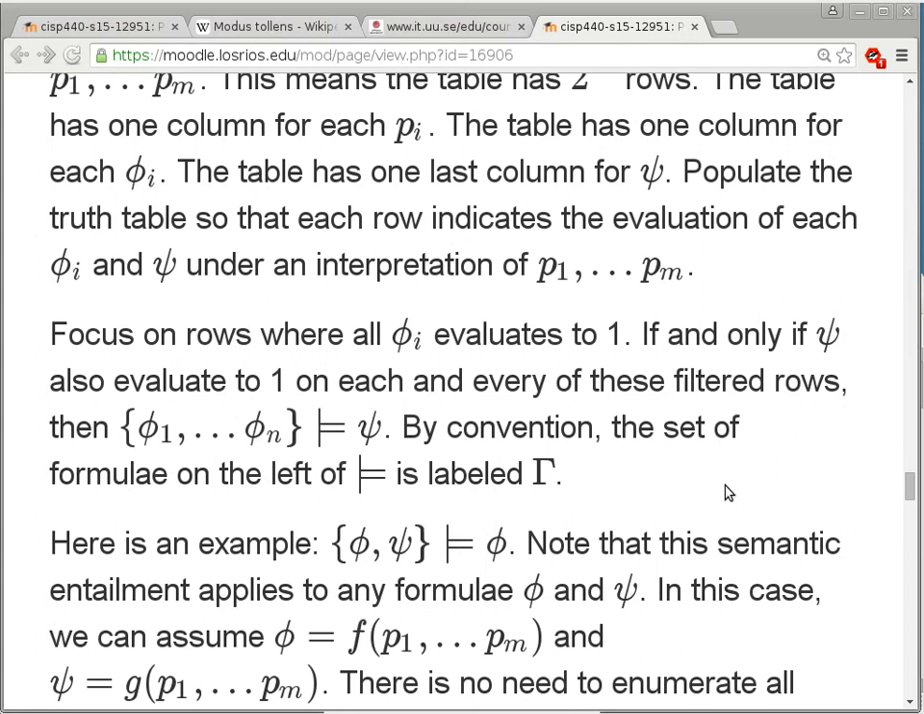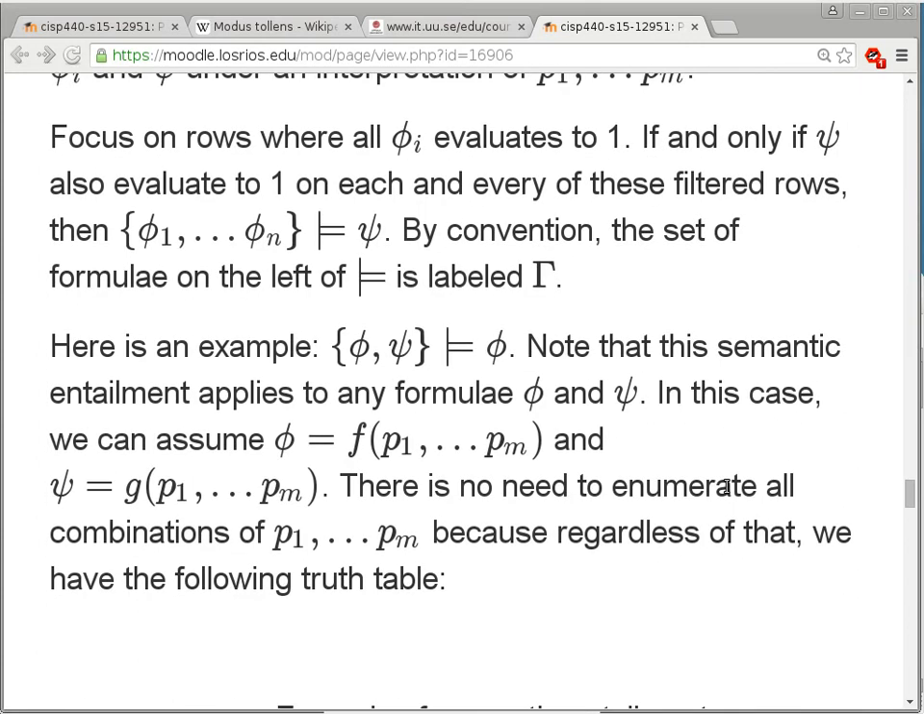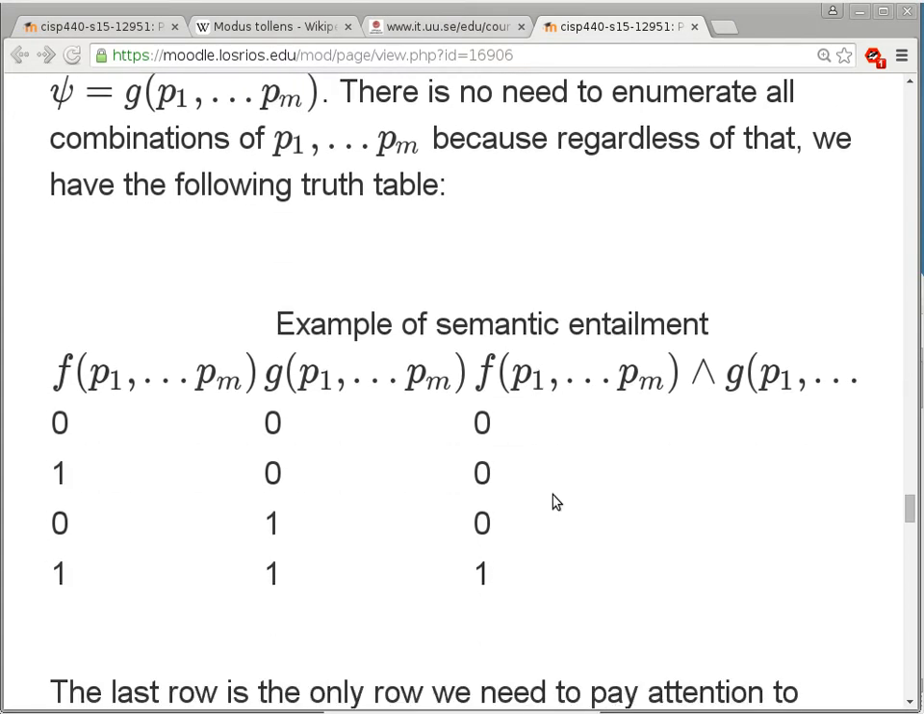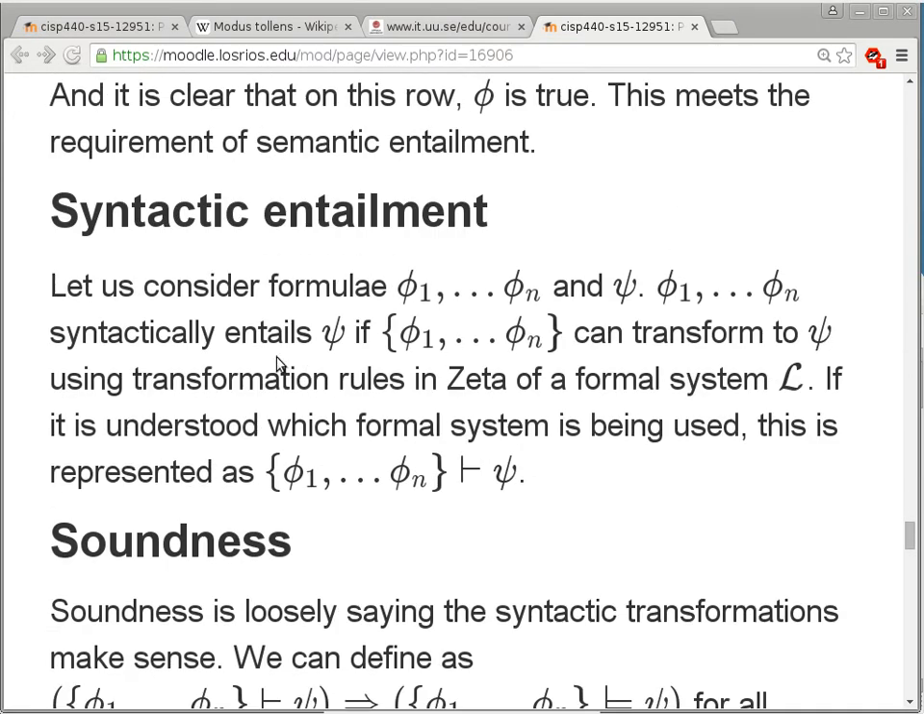So once we are done with semantic entailment, which is really long, but it's kind of the same thing that I've been using on the board, then we can talk about syntactic entailment. Now, syntactic entailment is something that we already know, that we have dealt with already. It basically is just saying this, which is saying, mechanically, we are deriving from phi 1 all the way to phi n to psi.